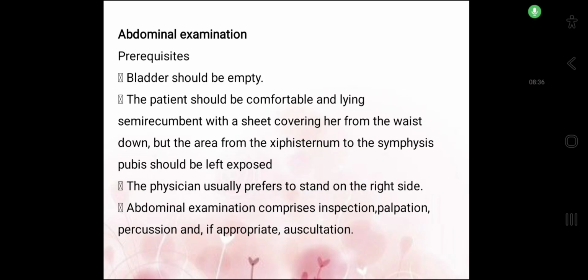After general and breast examination, we examine the abdomen. As a prerequisite, the bladder should be empty. The patient is lying semi-recumbent, covered, and exposed from the sternum to symphysis pubis. The physician usually stands on the right side. Abdominal examination includes inspection, palpation, percussion, and auscultation if appropriate.